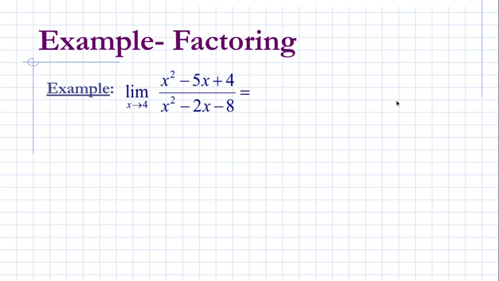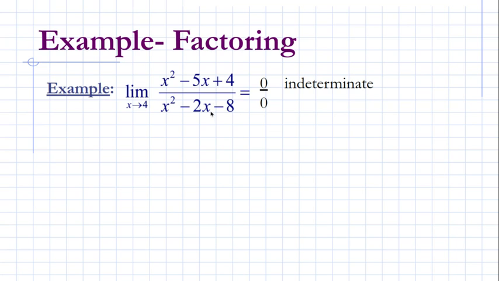Okay, so let's look at this first example. So this is an idea of factoring technique. So the first thing we always do is the direct substitution. So if we replace x with 4, in the numerator, we would get 4 squared. That would be 16 minus 5 times 4 is 20. 16 minus 20 is negative 4 plus 4, which would give us 0. And then if we plug 4 into the bottom, 4 squared is 16 minus 8 would give us 8 minus 8, which is also 0. So because we got 0 over 0, which is an indeterminate, not undefined, all right, a constant over 0 would be undefined. Indeterminate is 0 over 0. That means that we have to try one of our techniques.